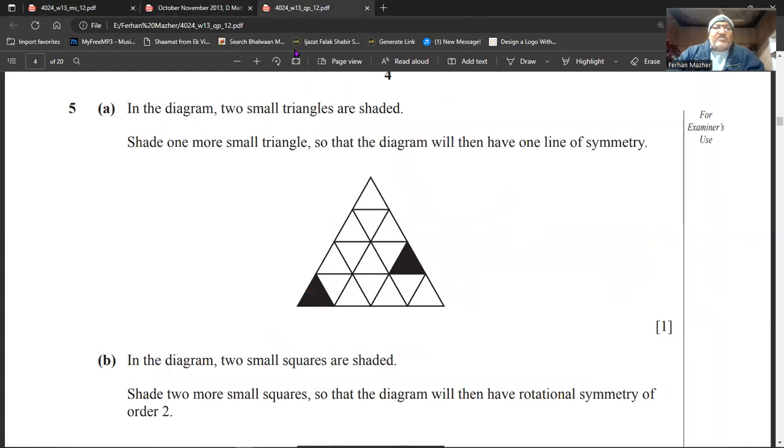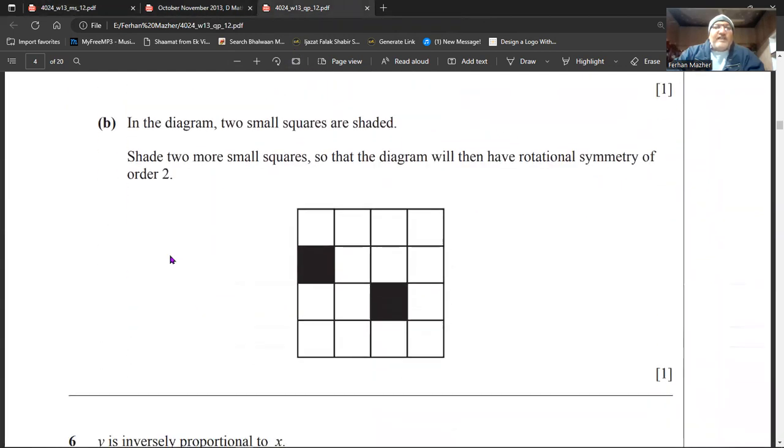Okay, so the next question, he says, question number 5, it's B part.